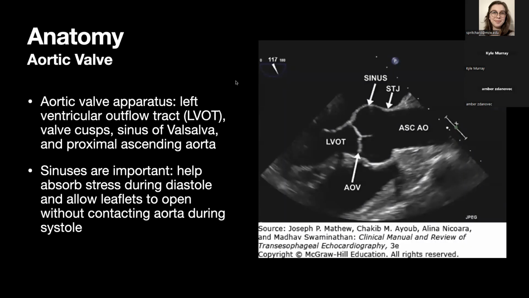Can you guys see my mouse when I move it? Hopefully you can. Yes. No, you can. I'm looking at the same thing as you.